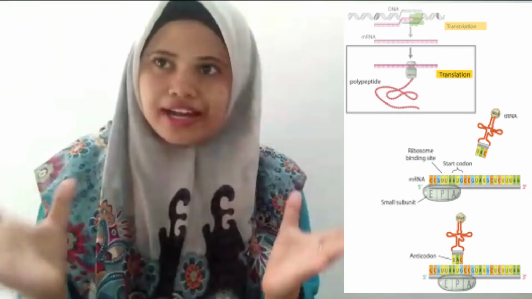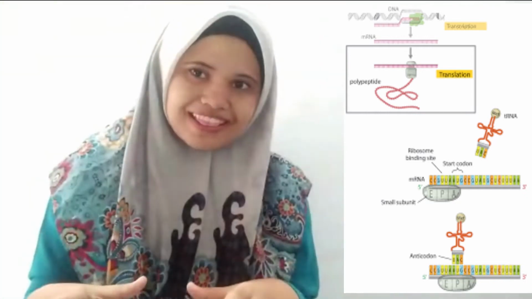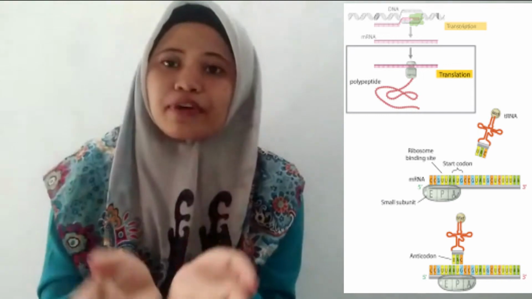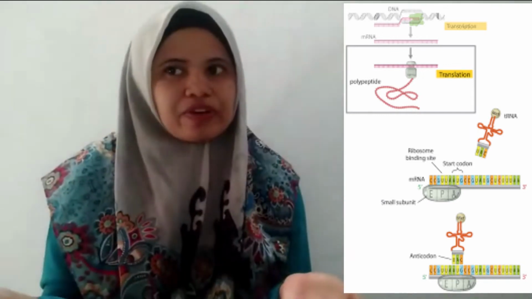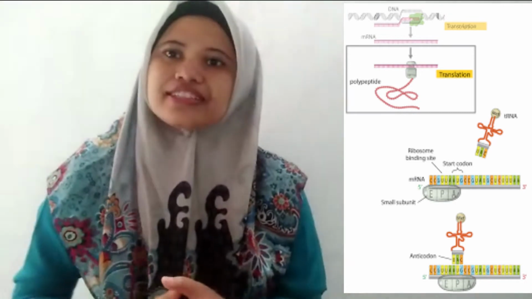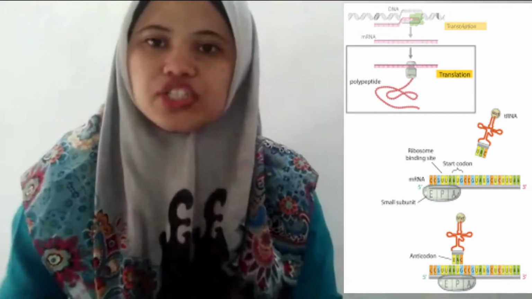temporarily binds. While bound to mRNA, tRNA gives up its amino acid. With the help of rRNA, bonds form between the amino acids as they are brought one by one to the ribosome, creating a polypeptide chain. The chain of amino acids keeps growing until a stop codon is reached.